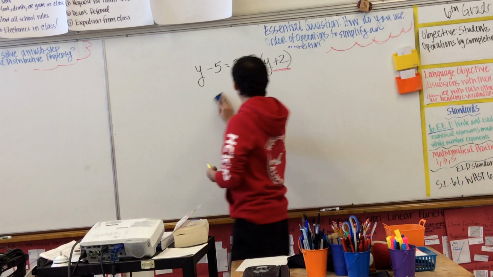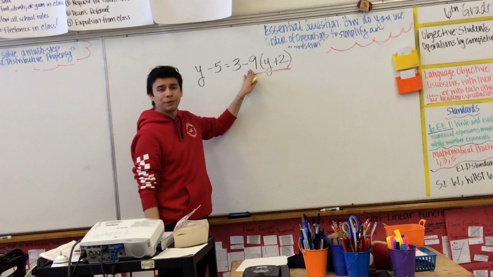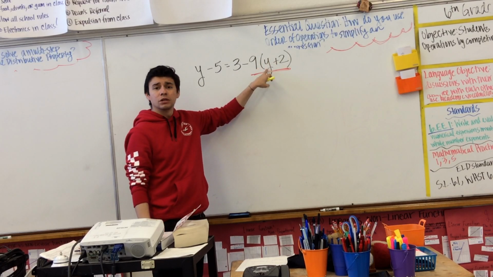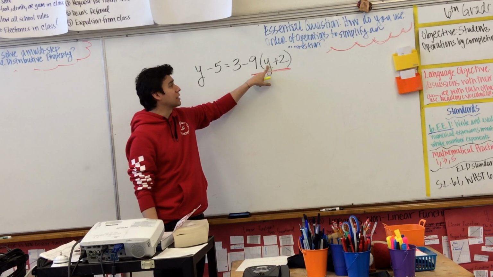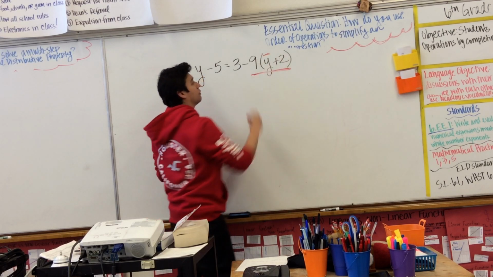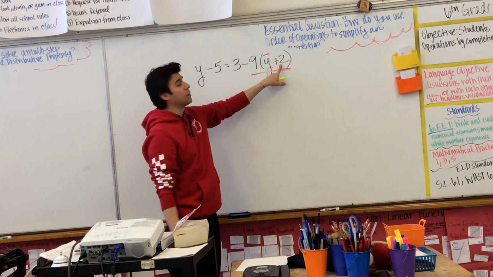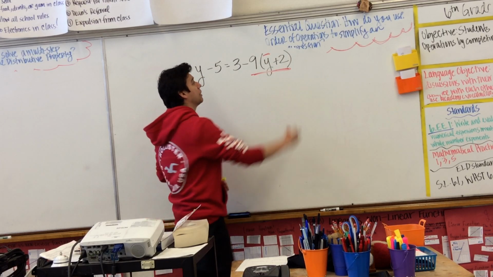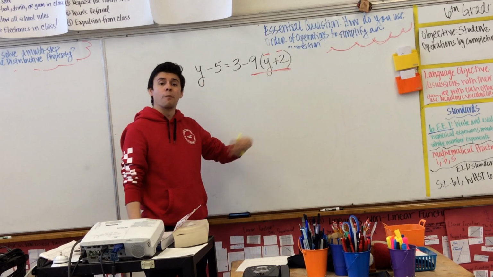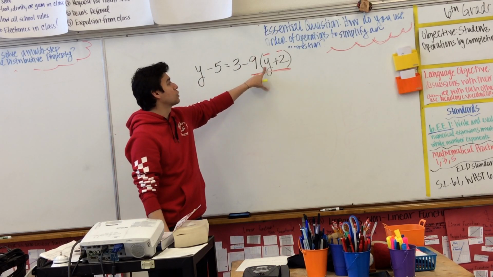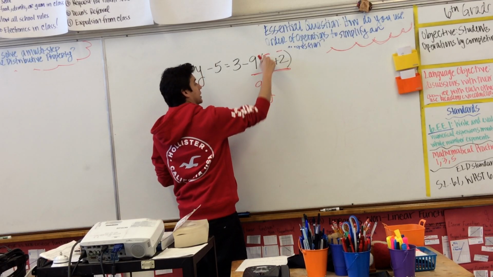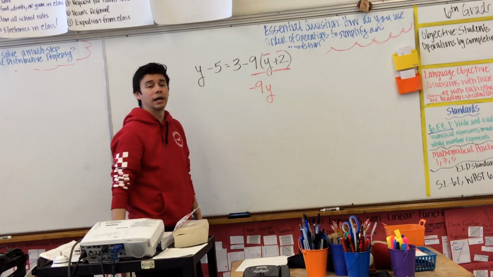Now, remember on previous video what we said? You're multiplying by a negative number, so all the signs in here change signs. So if that's a positive 1y, it's now going to become a negative 1y. If that's a positive 2, it will become a negative 2. So now we're going to go ahead and distribute, multiply. 9 times y is 9y, but it's a negative 9y.